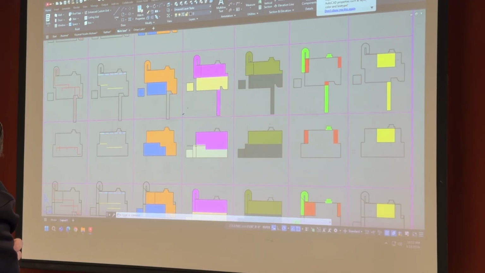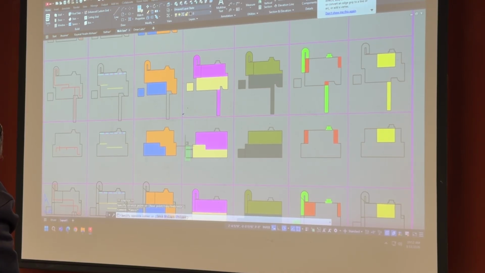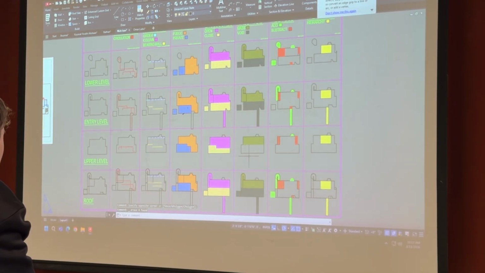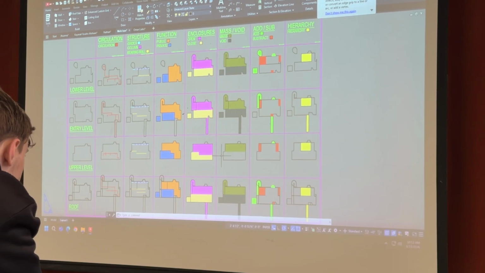On the upper level, by the way, get rid of that and get rid of this, because on the upper level, you don't have that. That's not there. That's a roof. That's the actual mass, so take that out altogether.